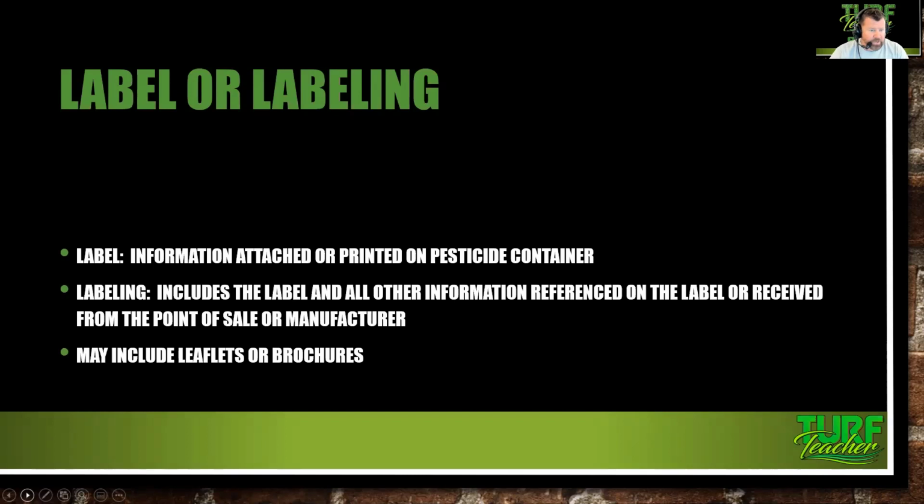Your labeling, which does include the label and all other information that we can get, whether it's at a trade show, our dealer that we're buying it from, ag agents will have a lot of stuff, and then the sales reps that we'll see here and there that'll give us the information. And this labeling can include leaflets or brochures that we pick up at some of the trade shows and stuff that we go to.